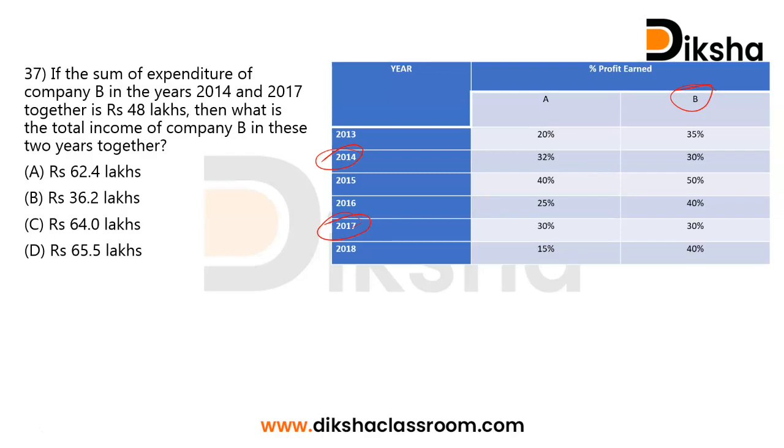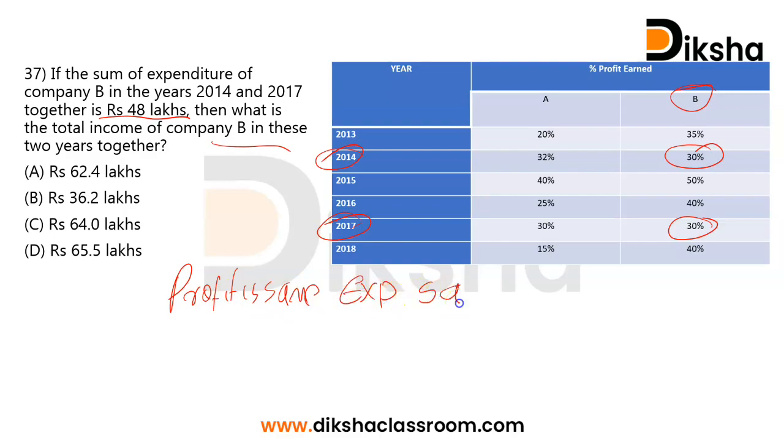That's the question. So it's given in the question. Considering 2014 and 2017 for company B, we can see in both cases the profit percentage is same. Both cases we have the same profit percentage. So since profit percentage is same, expenditure will also be same in both years. We can say expenditure will be same in these cases, because both cases there is a 30% profit. So profit is same, expenditure is same.